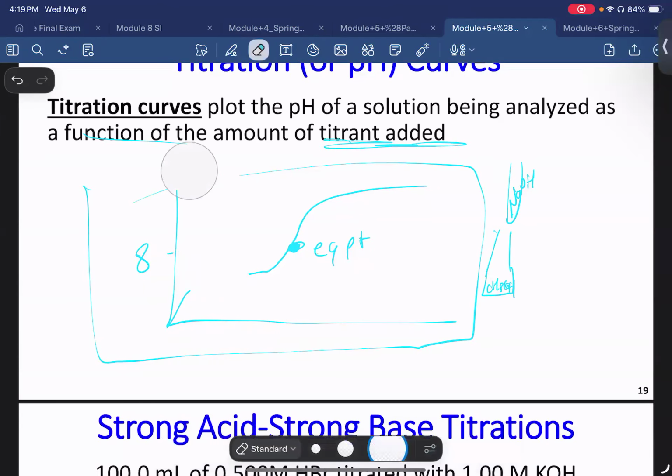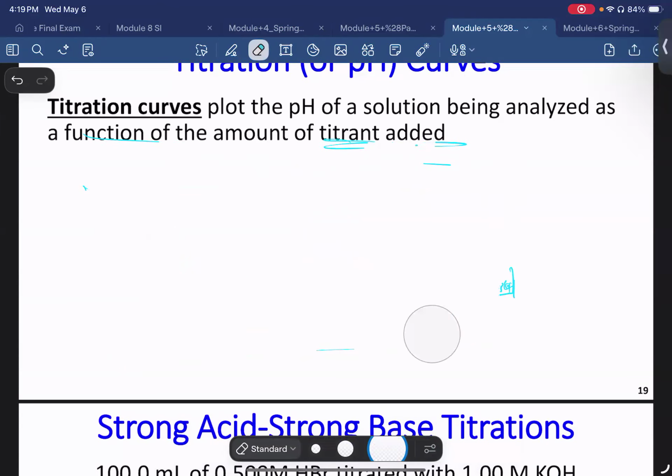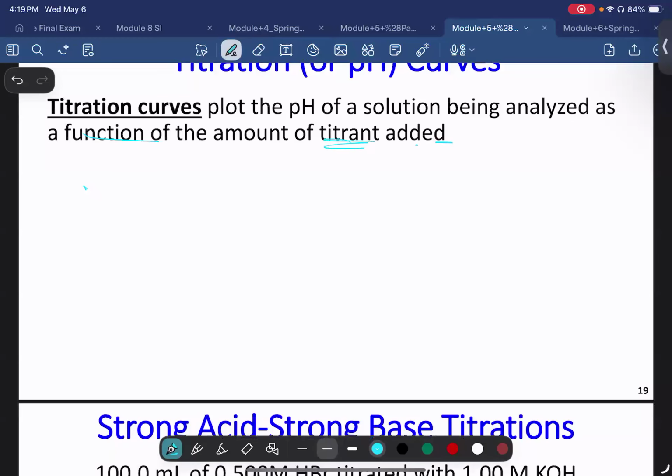The other graph you need to know is the weak base and strong acid titration. So it's going to be something like this. And here the pH is going to be less than 7, so let's say 6. This is the equivalence point. The idea is that at the equivalence point of a weak base strong acid titration, the pH is less than 7 because you have the conjugate acid of a weak base. All right, so back to that idea of hydrolysis of salts.